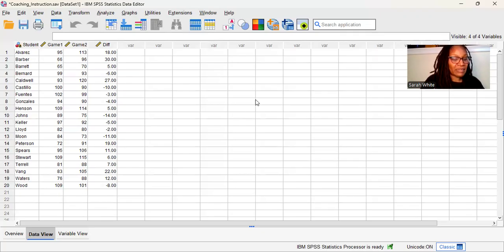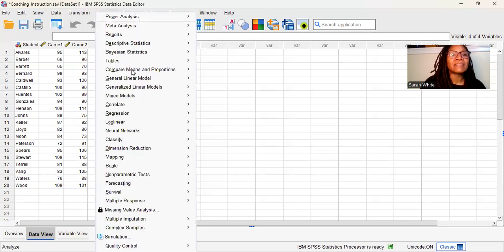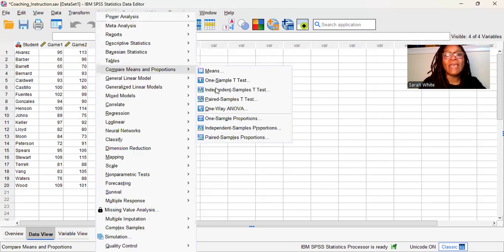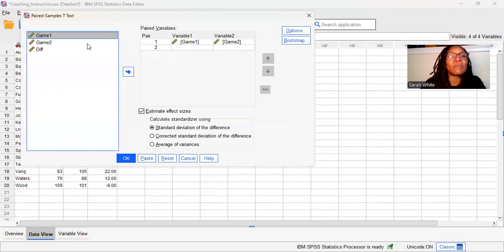So let's go ahead and run our data in SPSS. To do the paired samples t-test, we're going to click on Analyze, select Compare Means and Proportions, and then go to Paired Samples t-test. Let's click that. Okay, now in our little box here, we want to make sure that we move our two variables over to the paired variables.